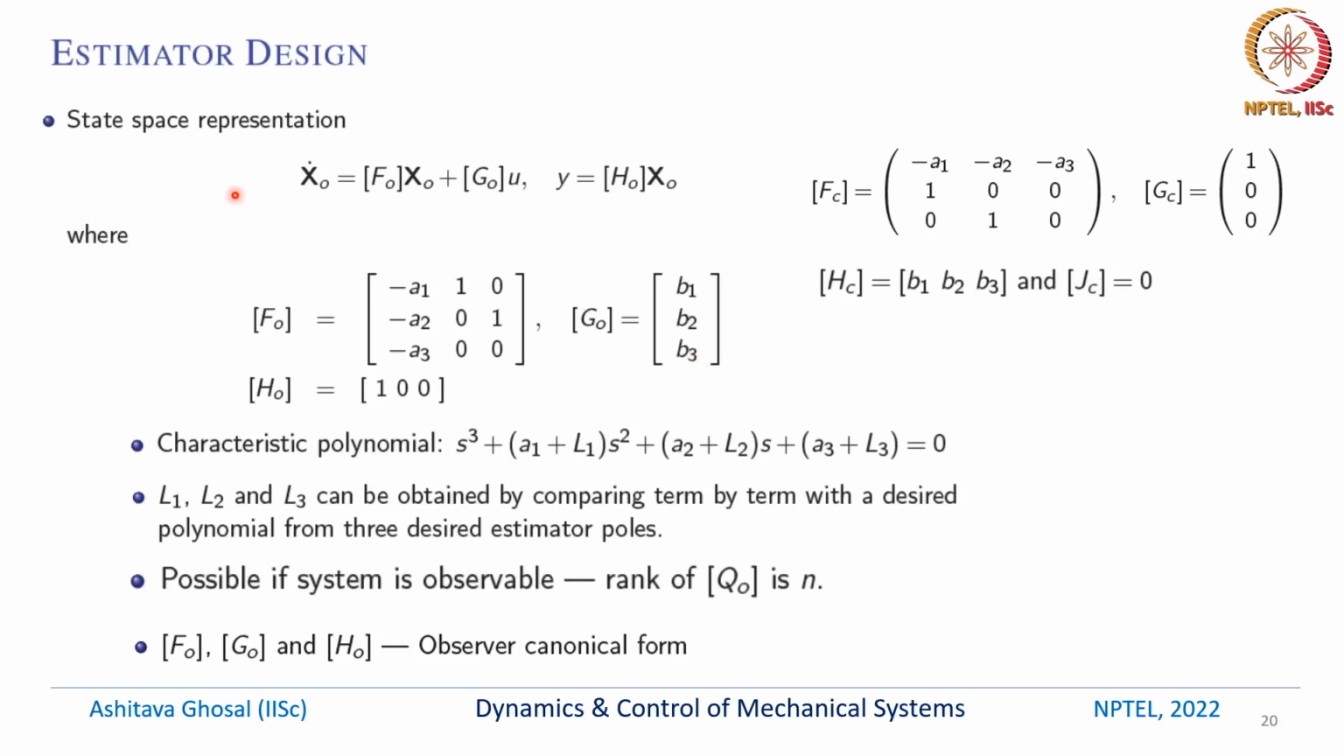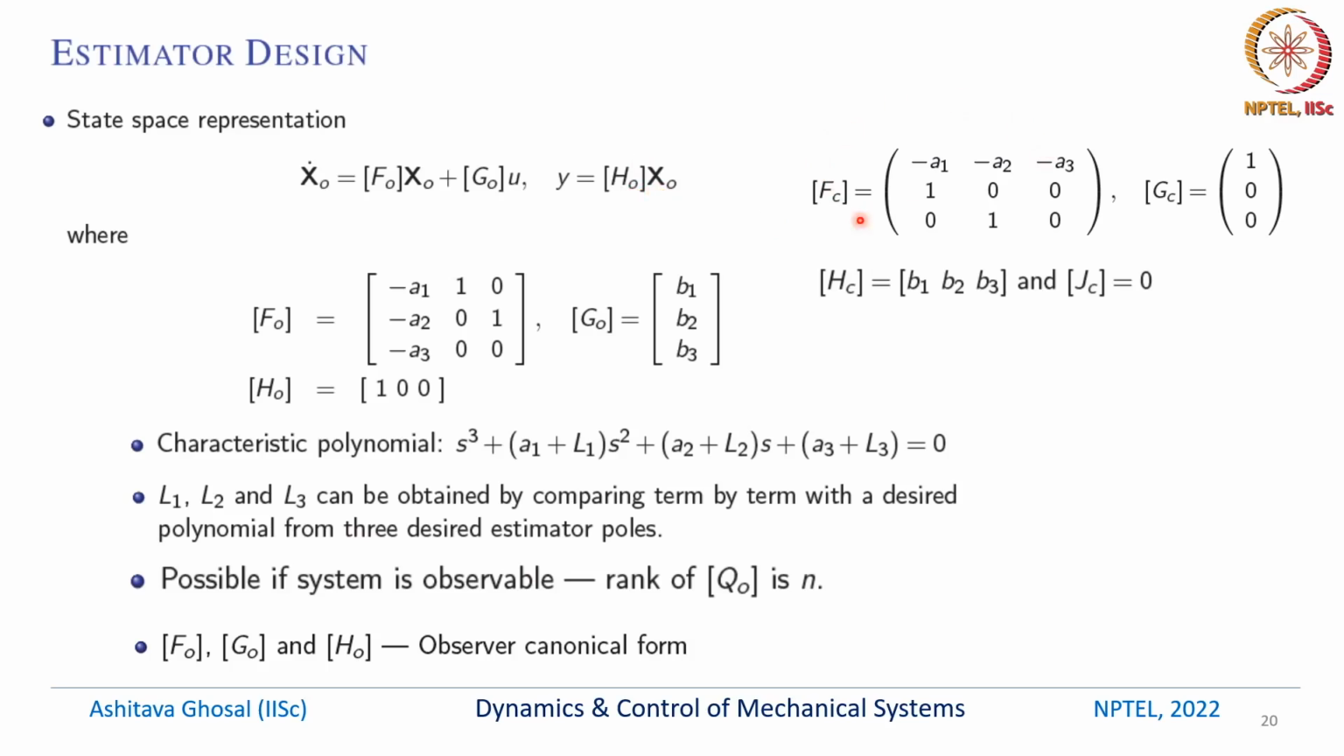So the state space representation using the observer, the new block diagram can be written in this form. X dot, and I am putting an O for the observer canonical form, is F_O into X_O plus G_O into U, plus Y is equal to H subscript O into X_O. Okay, so X and X_O are different.